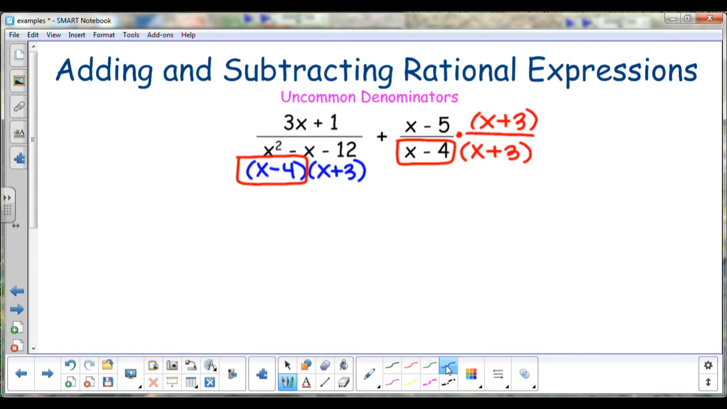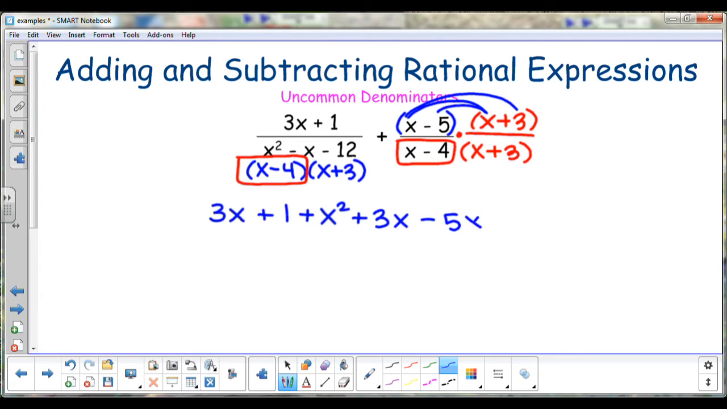So I'm going to have my 3x plus 1 from the first fraction. And now when I multiply the x minus 5 and x plus 3 from the second fraction, they're two binomials, so I need to FOIL. So I'm going to take x times x to get a positive x squared. Then I'm going to take x times positive 3 to get a positive 3x. Then negative 5 times x to get a negative 5x. And negative 5 times a positive 3 to get a negative 15.